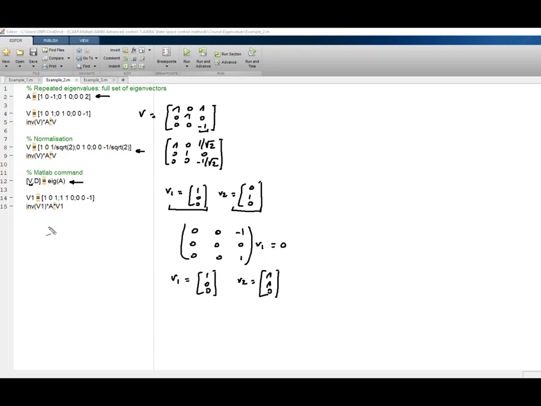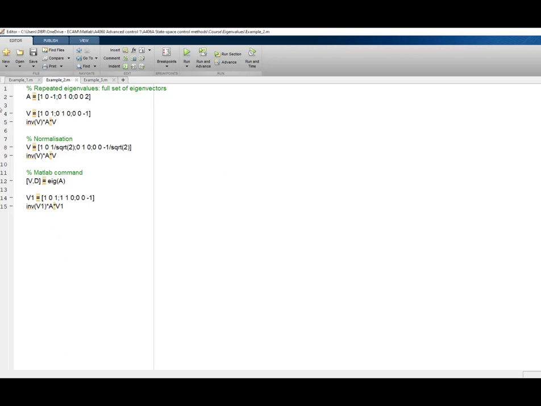So this is what we do over here. We have a v1 that is [1 0 0], [1 1 0], and then the last column is [0 1 0 -1], that's v3. And if we compute V^-1 A V, we'll obtain again the same diagonal matrix. So let's run this code.